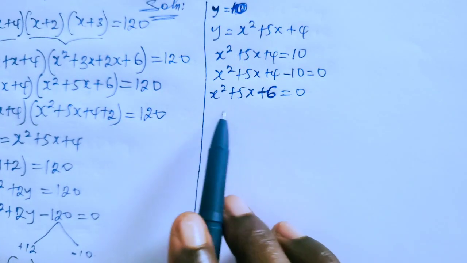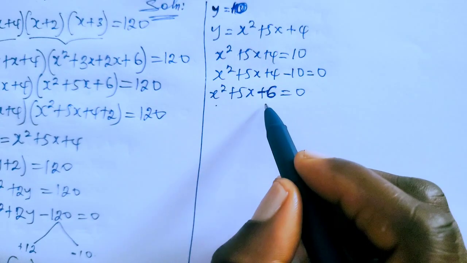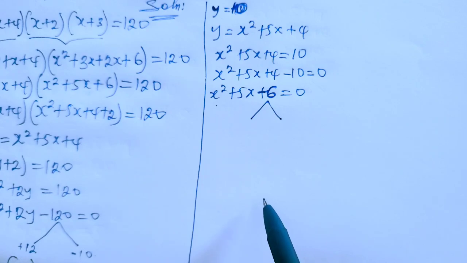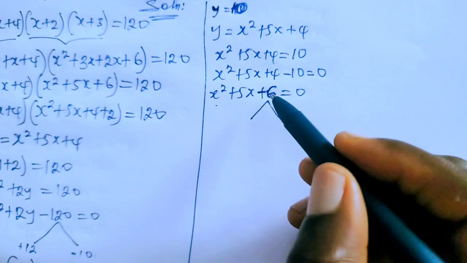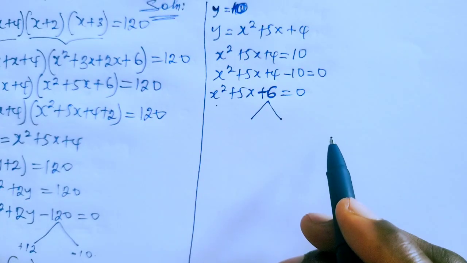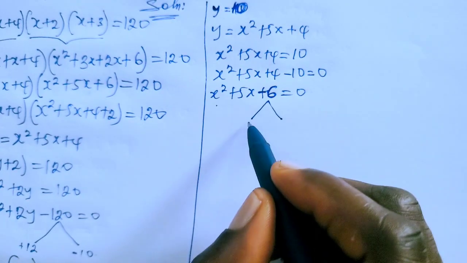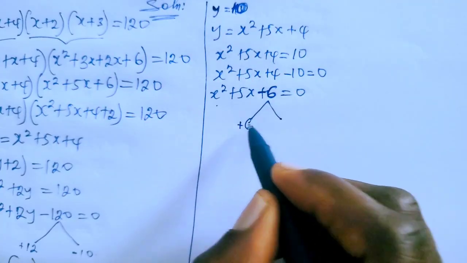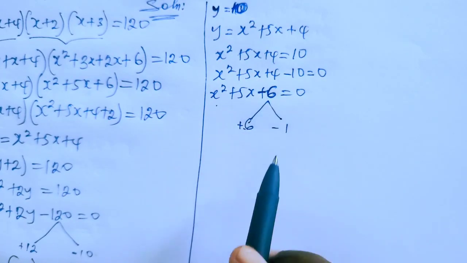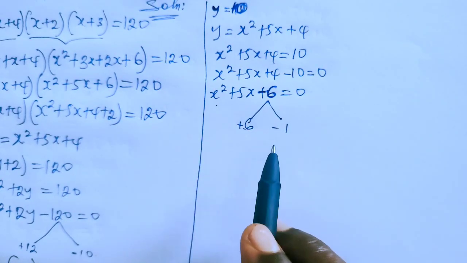Now, to get the value of x, I'm still going to use the factorization method, a shortcut method. Look for two possible factors of minus 6 that multiply to give minus 6 and add up to give plus 5. Let these factors be plus 6 and minus 1. Multiply plus 6 times minus 1, you get minus 6. Then if you add plus 6 and minus 1, you have plus 5.